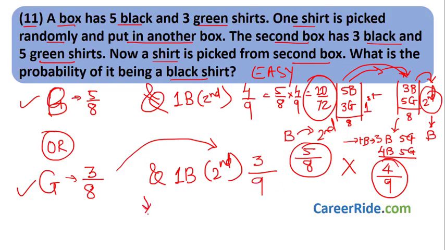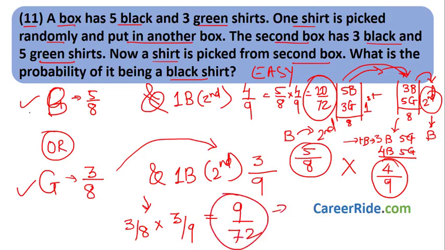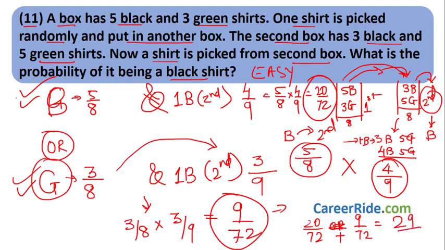Correct? So what would be the total probability in the second case? 3 by 8 multiplied by 3 by 9. What would it give you? 9 upon 72. This is the probability in the second case. We can choose the first case, that is black shirt, or we can choose the second case, that is green shirt. So first scenario or second scenario, that is addition. So we get 29 upon 72 as the probability of the one shirt which we pick from the second box to be a black shirt.